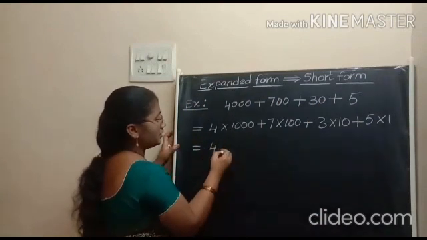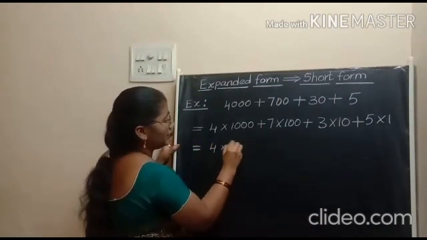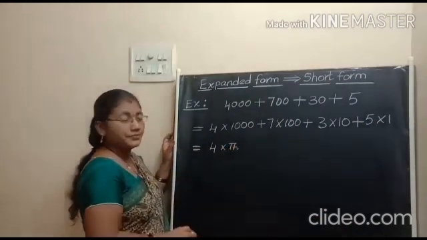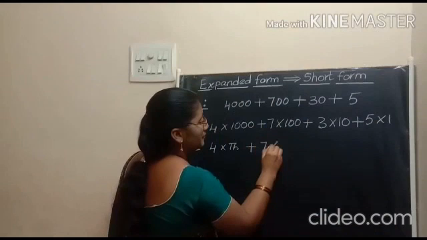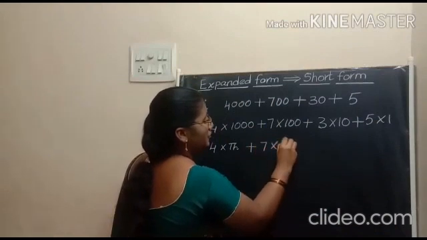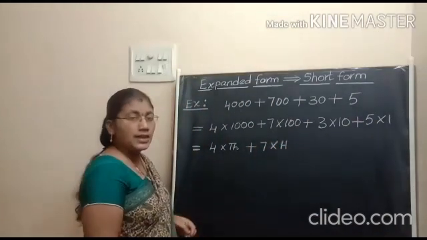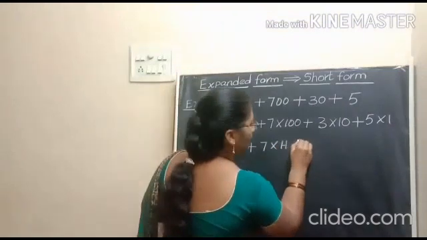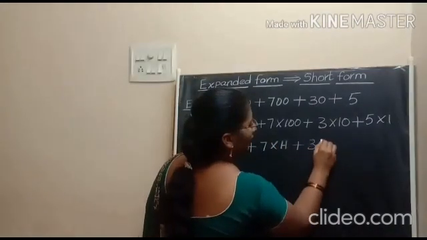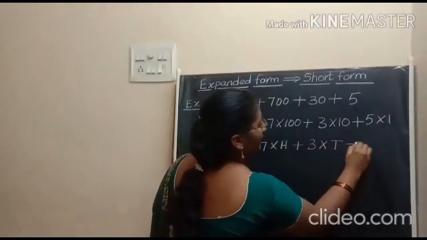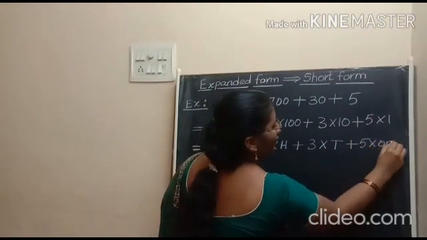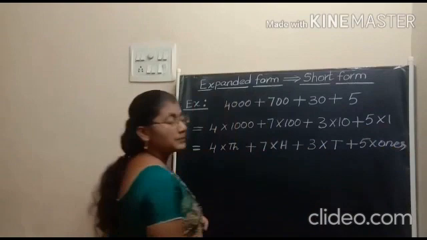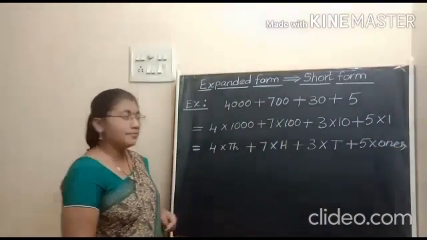4 into 1000, I am taking TH. 4 into TH plus 7 into 100. 100 means H. H represents hundreds place. Next one, 3 into 10, T, plus 5 into ones. Okay, children?